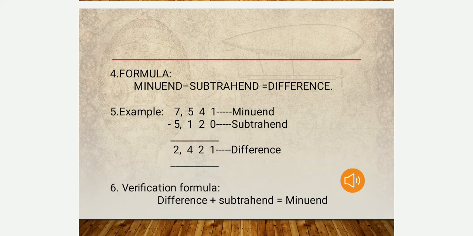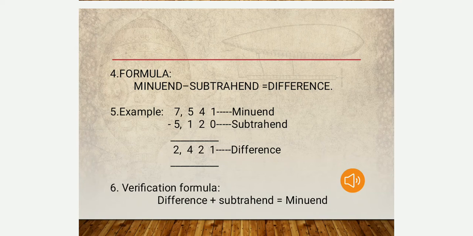Here also children, we have to do the subtraction from right to left. So let us see column wise. 1 minus 0 will be 1. 4 minus 2 will be 2. 5 minus 1 will be 4. And 7 minus 5 will be 2. So the result is 2421. And the result in the subtraction is called difference.